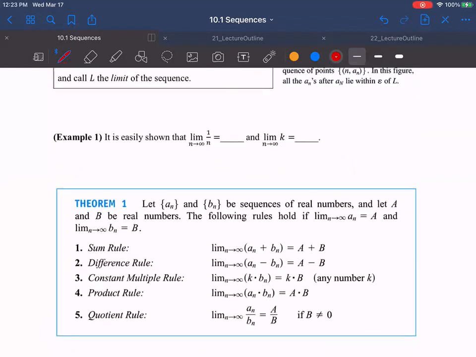So example 1, here we can easily show that the limit of 1 over n as n goes to infinity is 0. And the limit as n goes to infinity of k is k, because it's just a constant, right?